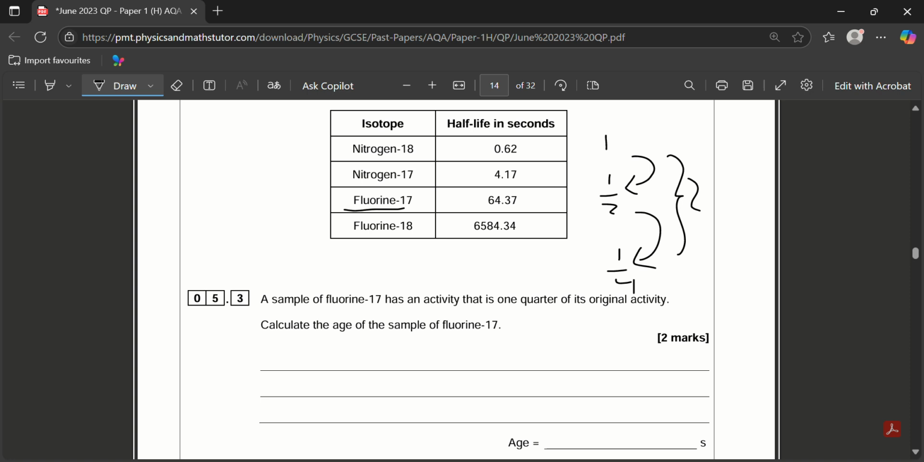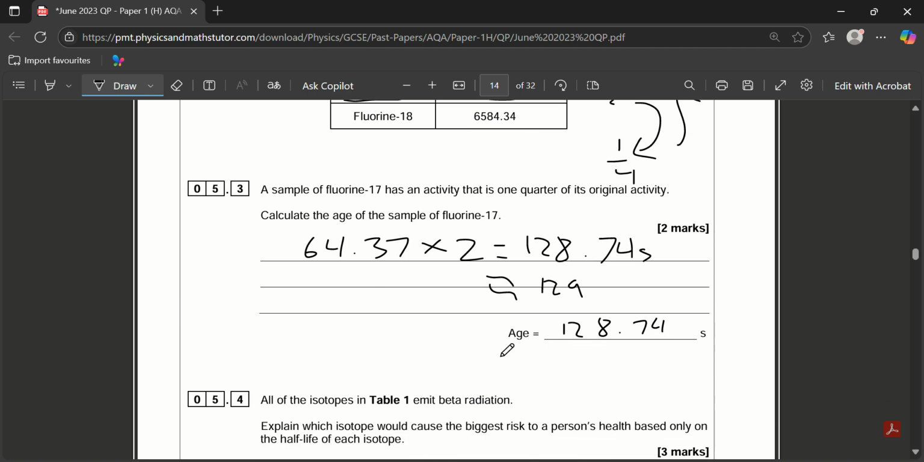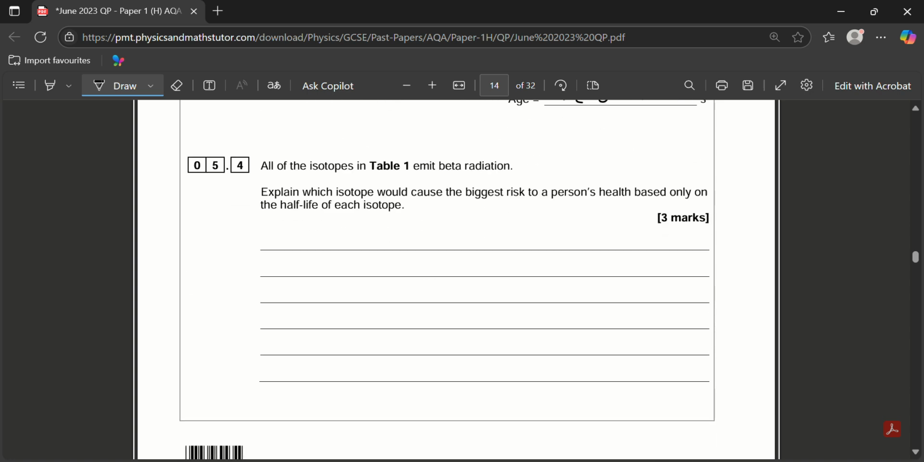So if we take this fluorine-17, 64.37, multiply it by the number of half-lives. Remember, this is just for one half-life. How many seconds in one half-life? 64.37 times 2, you get 128.74 seconds. You can also write 129 if you want 3 significant figures, but I'm just going to write down what's on my calculator, because it's safer. But yeah, you can write just 129 seconds.